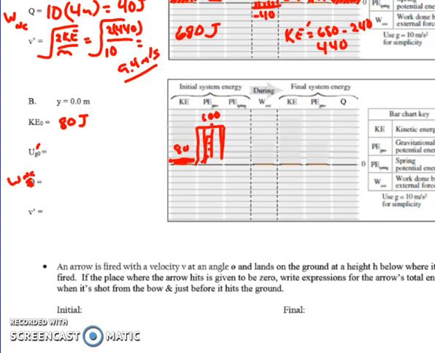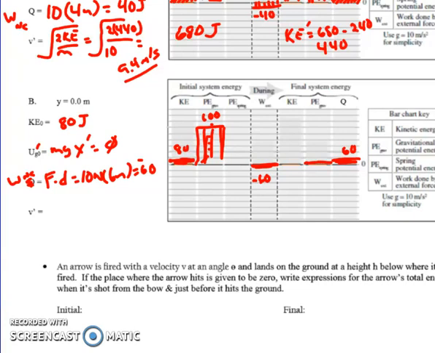Okay, so is there any work being done? Yes, it's a force times the distance. Again, the force is 10 newtons, but the distance is 6 meters because we fall 6 meters, so that's 60 joules, and it's negative because it's going against the motion, so negative 60, which means we have 60 joules of thermal generated. What's our new potential? Well, that's going to be mgy prime, which is 0. There's no potential energy. We're at the ground level.